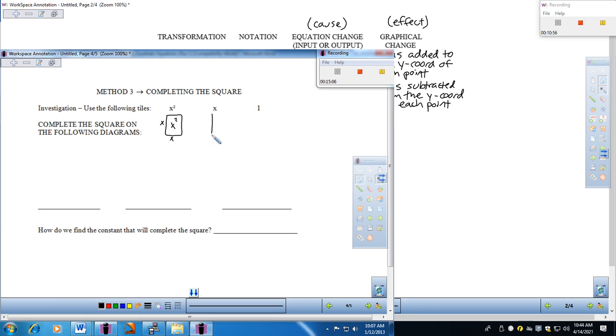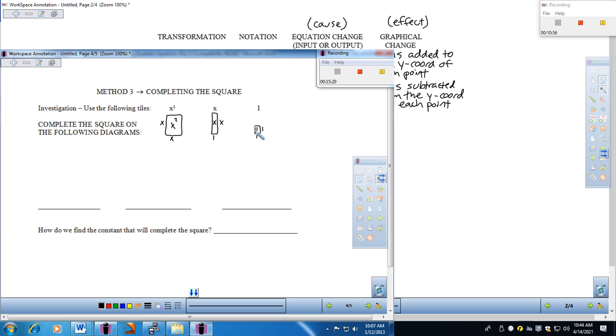This is what is called an x tile. It would be a 1 by x. And 1 times x is x. So draw that in there for me. And then the last one is just a little unit tile, just a little 1 by 1, because 1 times 1, of course, is 1. And what we're going to do is construct some diagrams using those tiles right here.